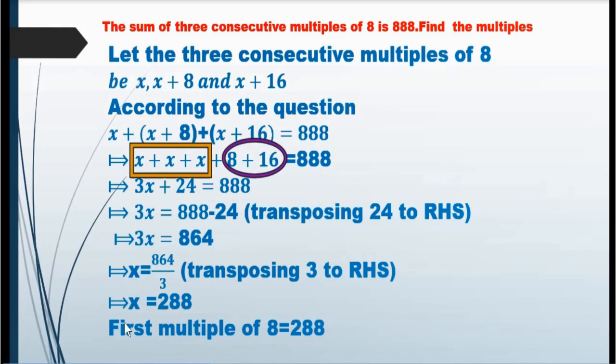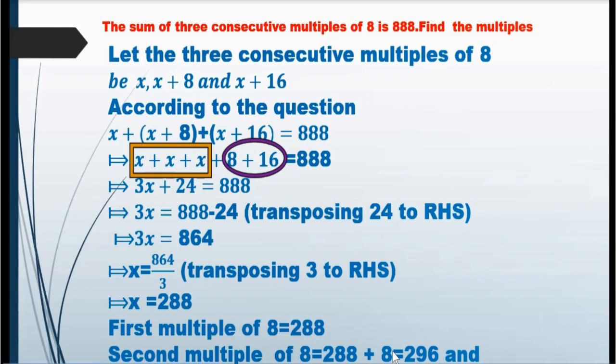Now, be careful. The first multiple of 8 will be 288, then the second will not be 289. It will be 288 plus 8. So be very careful about it because they are consecutive multiples of 8. And 288 plus 8 is 296. You add 8 to 296, not 1. So when we add 8 to 296, we get 304.